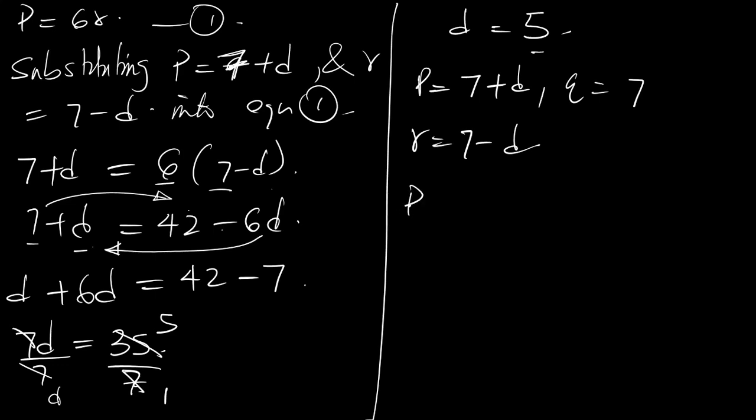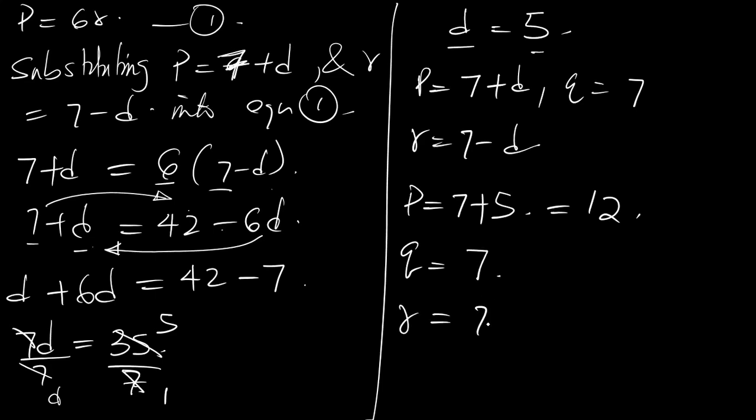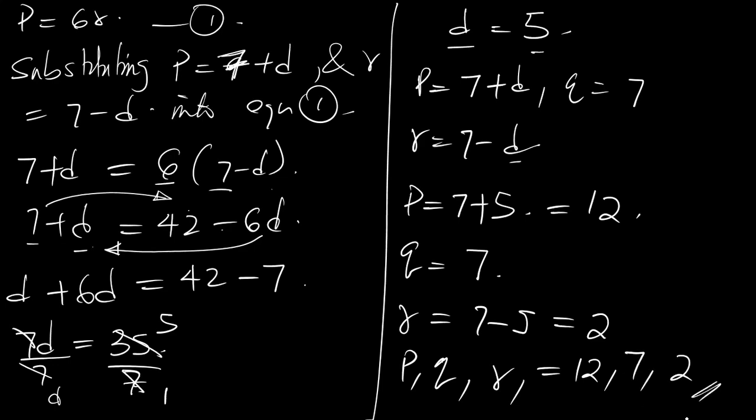So that means P will now be equal to 7 plus 5, since D is equal to 5, which is 12. Q we have gotten already, which is 7. R will now be equal to 7 minus 5, since D is equal to 5. So you have 7 minus 5 equal to 2. So that means P, Q, R is equal to 12, 7, and 2. So this is the final answer.